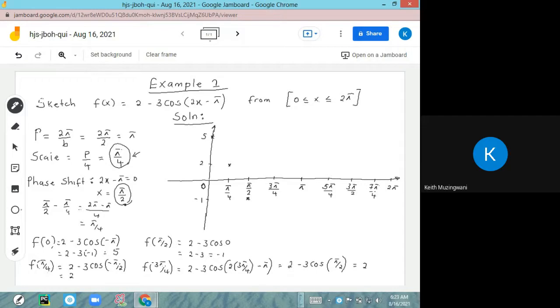So seeing that the pattern is going back, this means that at pi, we'll get back to 5. At 5 pi over 4, we'll get back to 2. We'll get back to a negative number. We'll get back to the pivot, and we get back to the maximum.